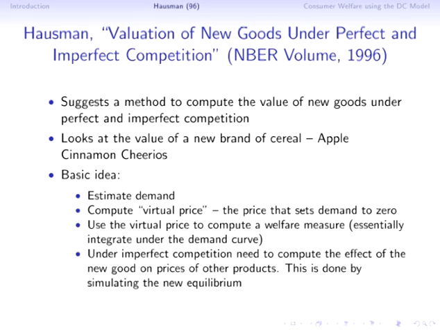Okay, and then after I'm done with that, I'll talk about consumer welfare and discrete choice models and how we do that. So this is a paper by Jerry Hausman that was published in an NBER volume in 1996. What he proposes here is a method to compute the value of new goods under perfect and imperfect competition. And what he's going to look at is the value of a new brand. The background fits exactly into what Ariel talked about last time. It's really the Boskin Commission that looked at the CPI.